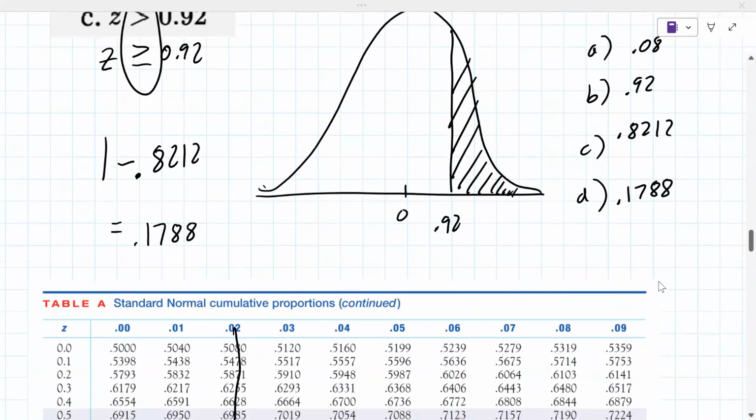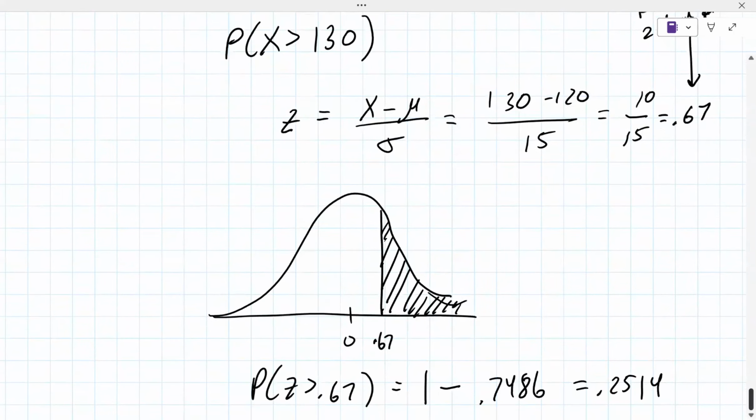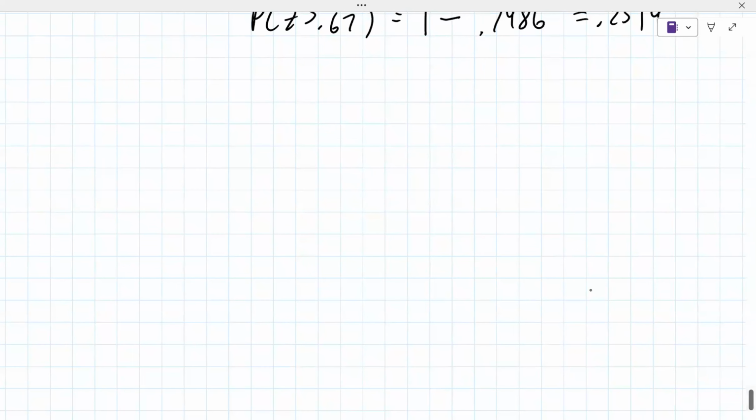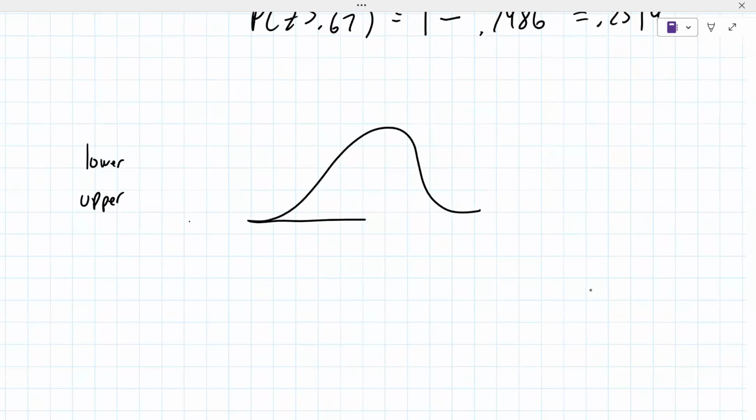All right, so before we jump to the calculator, I have to give you a little bit of background information here. When you do this, your calculator is going to ask for what's called a lower and an upper. So for the first one, minus 1.63, this over here on the left is where a lot of students type in negative 10 to the 99 power. This is your lower and this is your upper.